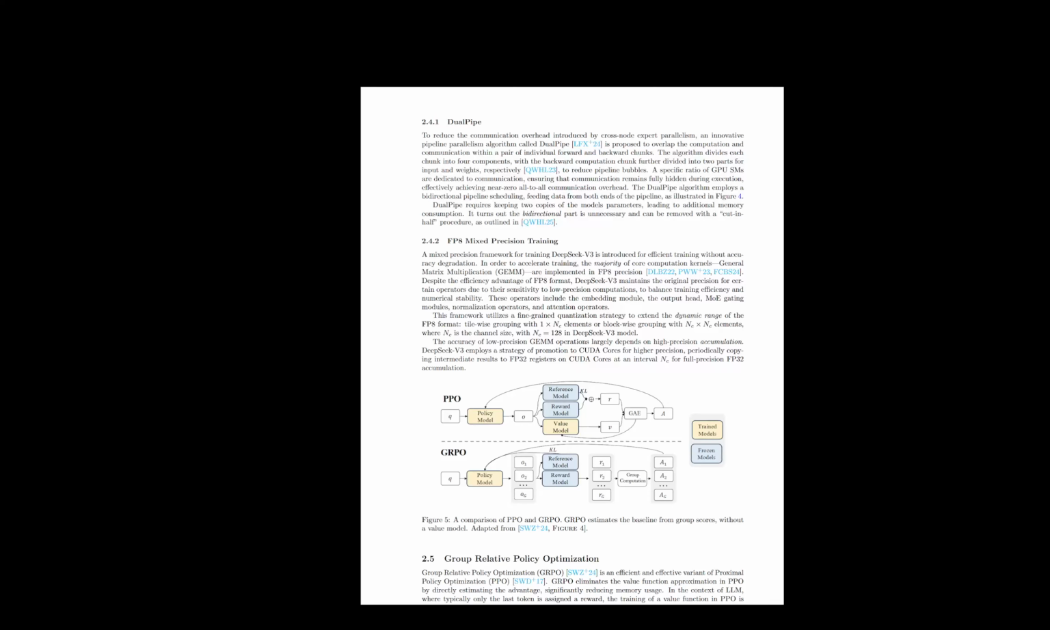2.5 Group Relative Policy Optimization. GRPO (SWZ plus 24) is an efficient and effective variant of proximal policy optimization, PPO (SWD plus 17). GRPO eliminates the value function approximation in PPO by directly estimating the advantage, significantly reducing memory usage. In the context of LLMs, where typically only the last token is assigned a reward, the training of a value function in PPO is challenging. The simplified GRPO can achieve comparable performance while being more efficient.